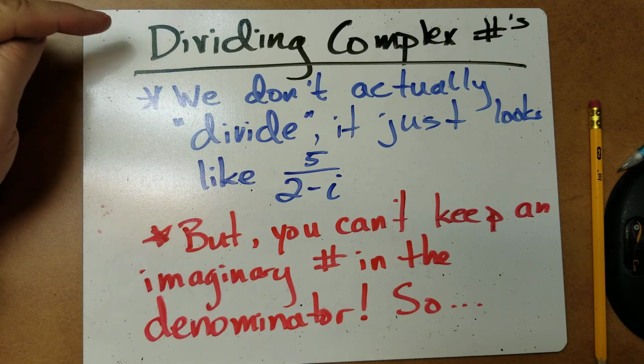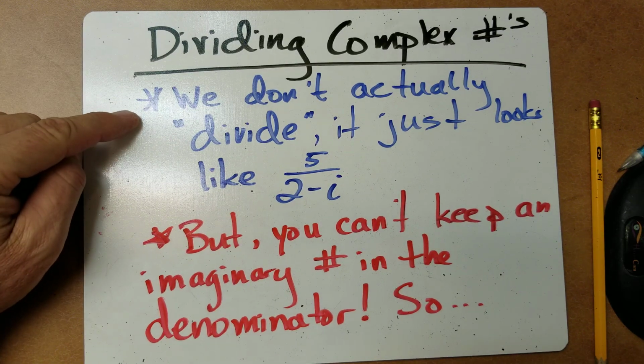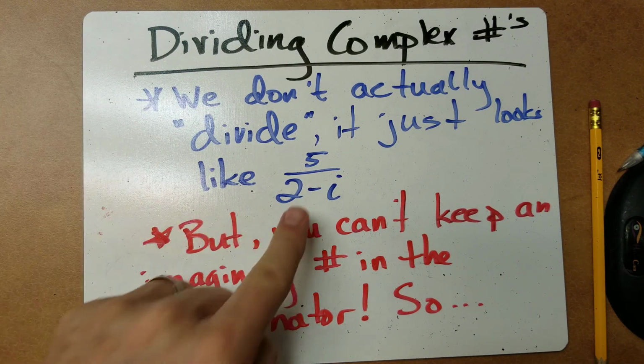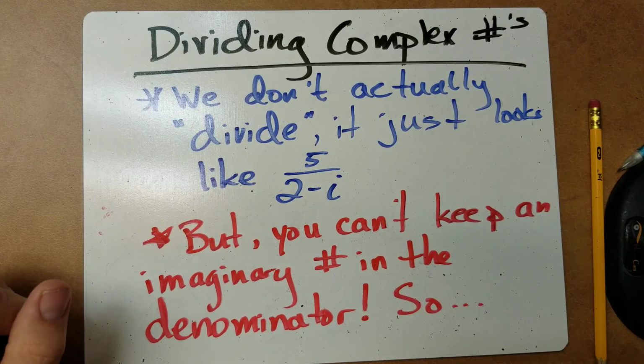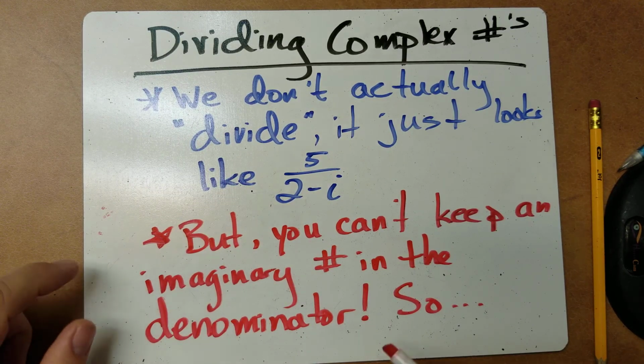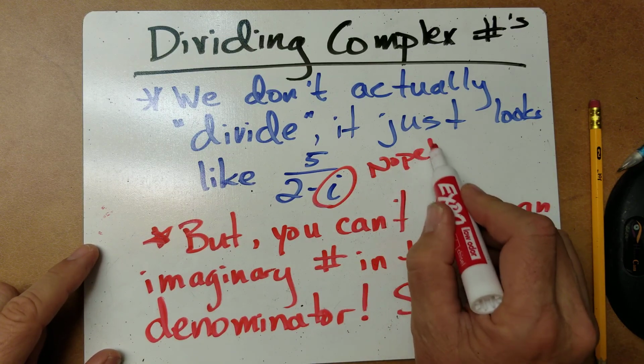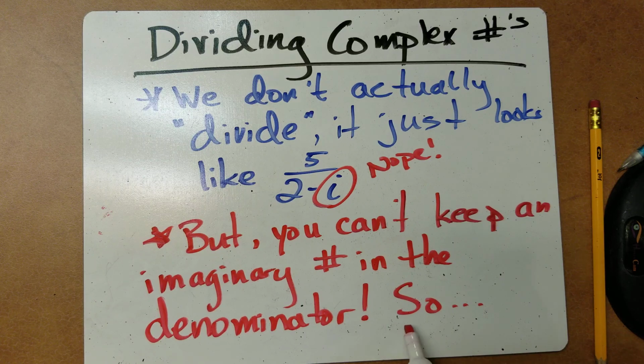So today we are dividing complex numbers, but as it says here, we don't actually divide. It just looks like that. It looks like a fraction. You can't have an imaginary number in the denominator. So this right here is a no. That is a big giant nope. Can't have that. So what do? Watch and learn, all right?